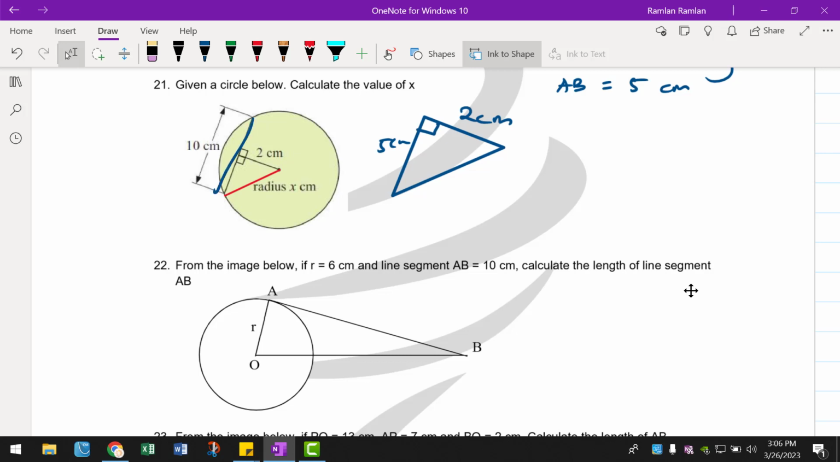Because from here to here is 10, right? So from here to here is just half of that. This is 5, and so this is also going to be 5. So that's where I get the 5. Okay, now we can use the Pythagoras formula again.